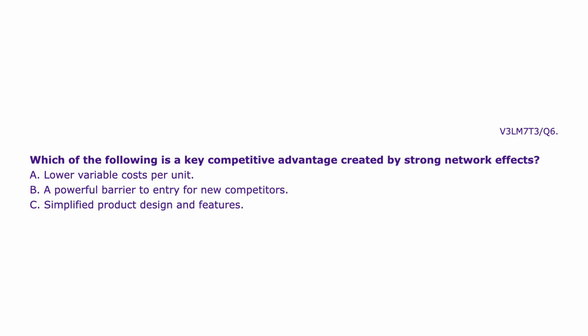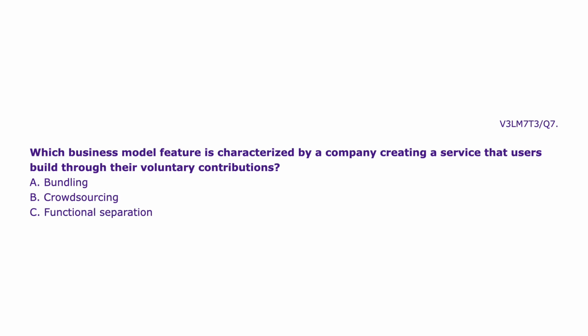Which of the following is a key competitive advantage created by strong network effects? A. Lower variable costs per unit. B. A powerful barrier to entry for new competitors. C. Simplified product design and features. Which business model feature is characterized by a company creating a service that users build through their voluntary contributions? A. Bundling. B. Crowdsourcing. C. Functional separation.